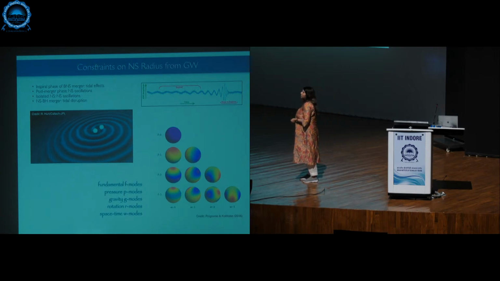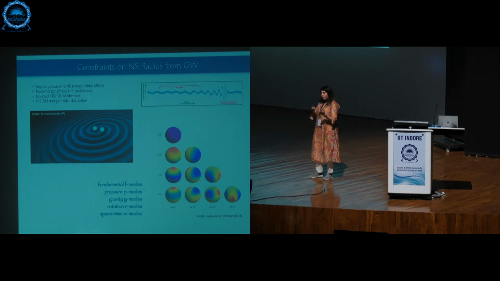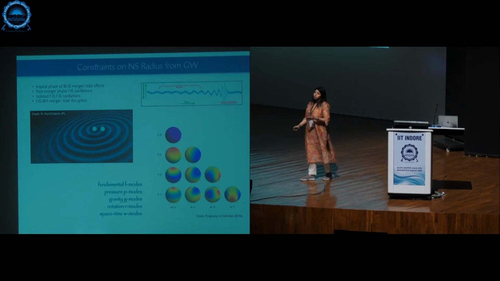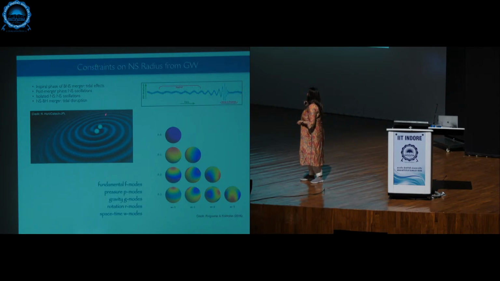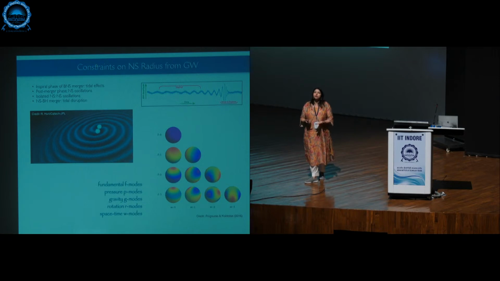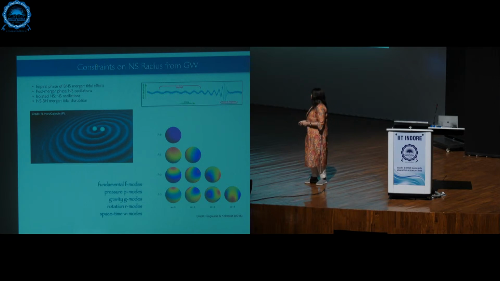And of course, we have until now detected a pair of systems which were hybrid, so a neutron star, black hole binary, and the tidal disruption in such systems could also give us information about its radius.